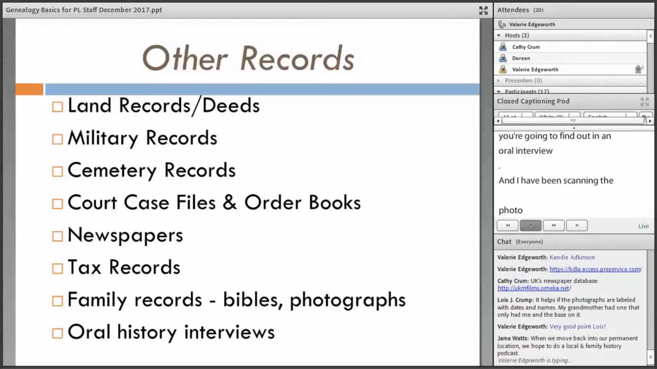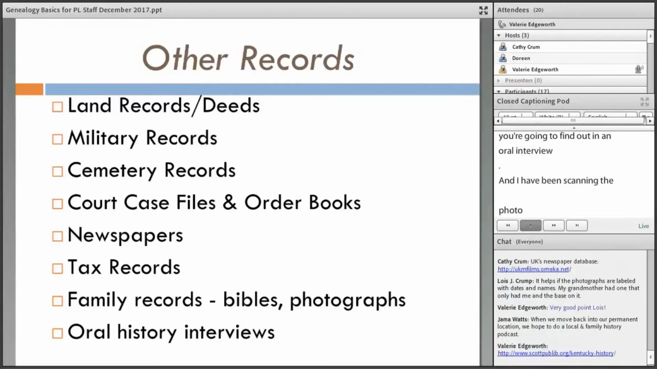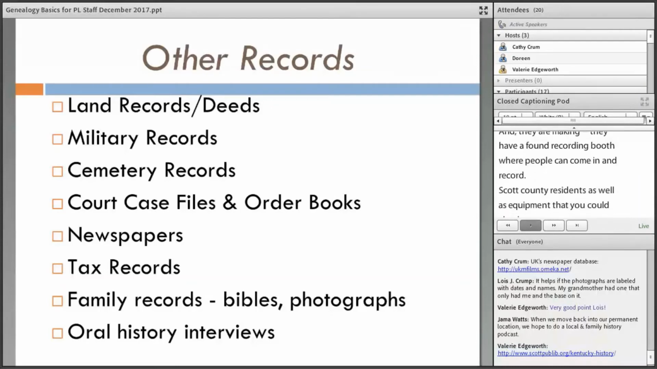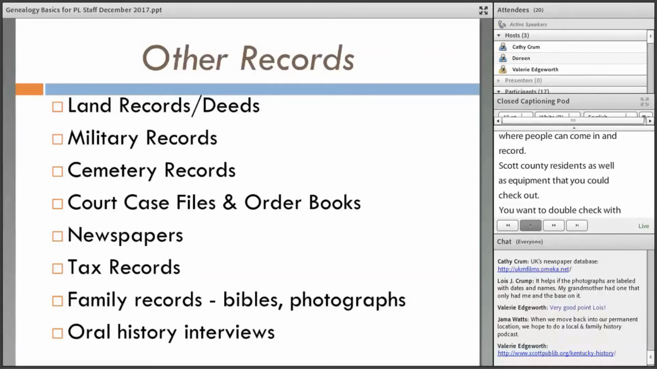One other thing I want to bring up real quick about oral histories is we recently did a library link up in October on innovative genealogy programming. And one of our presenters there, Kathy Von Lloyd from the Scott County Public Library, gave a wonderful presentation on some of the things that they're doing there in Scott County regarding oral histories. They're actually working with the Nunn Center for Oral History at the University of Kentucky. And they have a sound recording booth where people can come in and record local Scott County residents, as well as equipment that you can, I believe, check out. You might want to double check with Kathy on that, but I've included the link to their Kentucky history pages there as well.